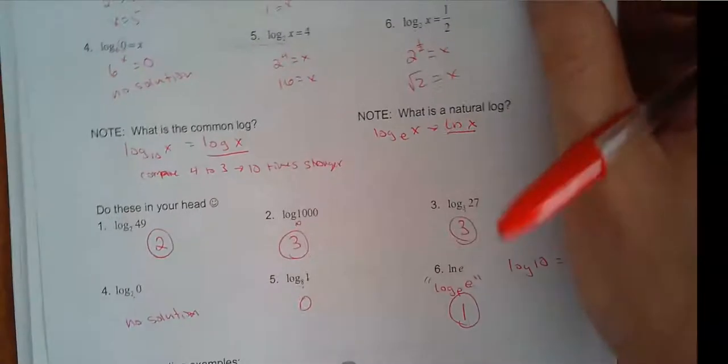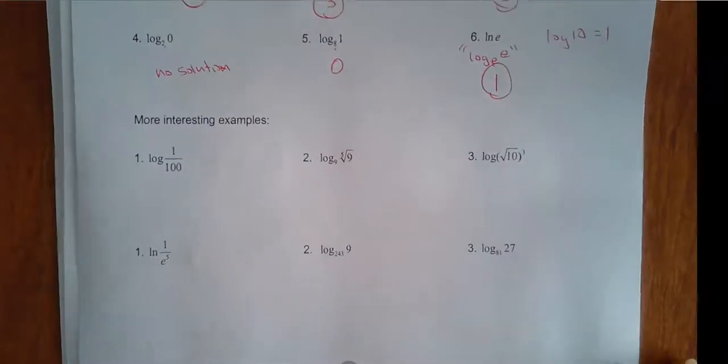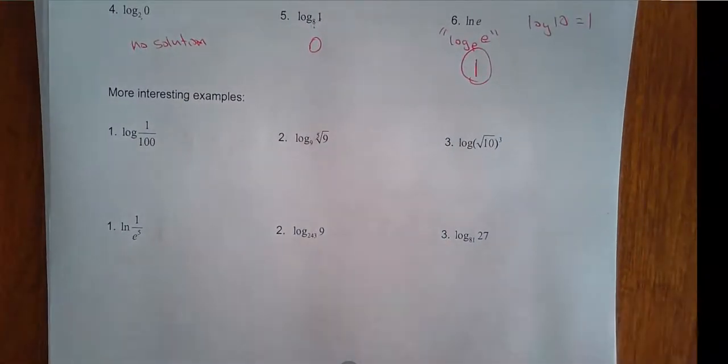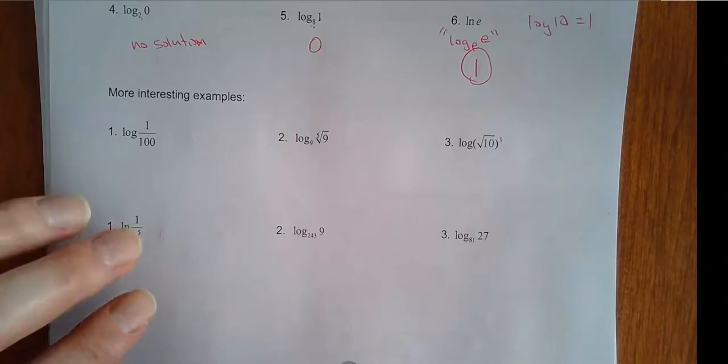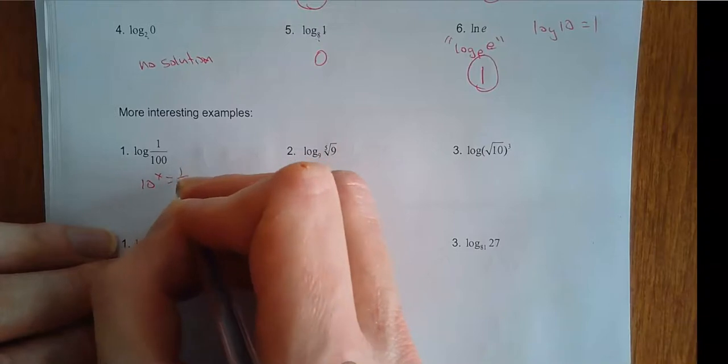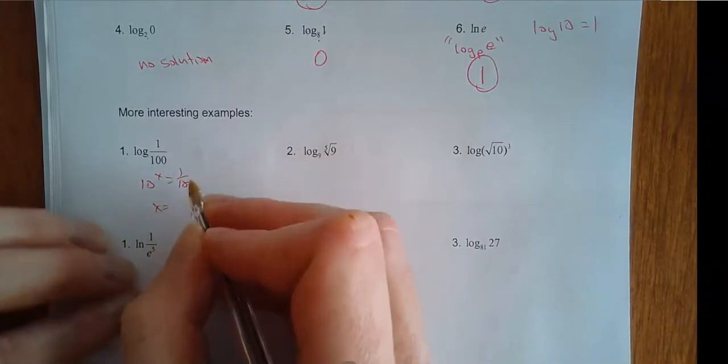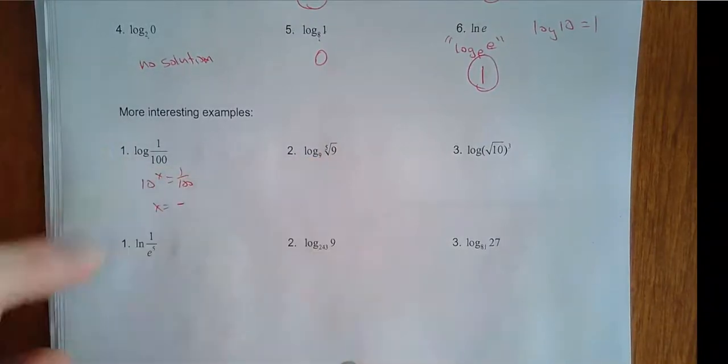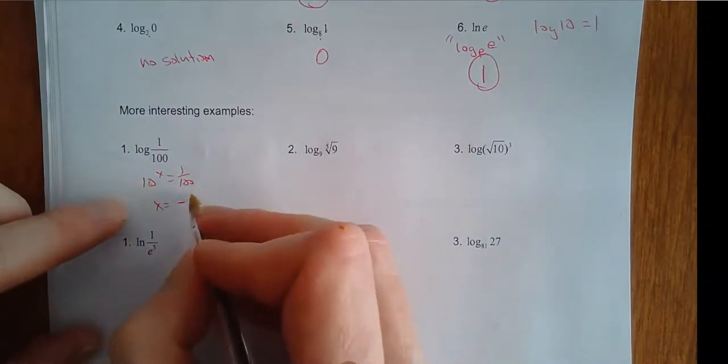Okay, so some more interesting ones here, just to handle some of these trick ones. I'll go a little fast. My video's getting long here, but common logs, the base is 10. So 10 to what power equals 1 over 100? Well, in order to make it a fraction, I have to flip it over with a negative, and then go from 10 to 100, I have to square it.